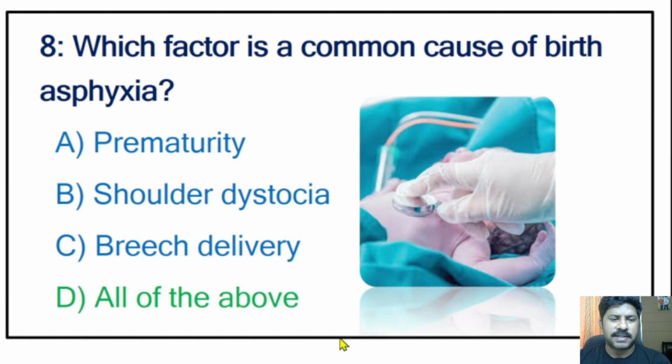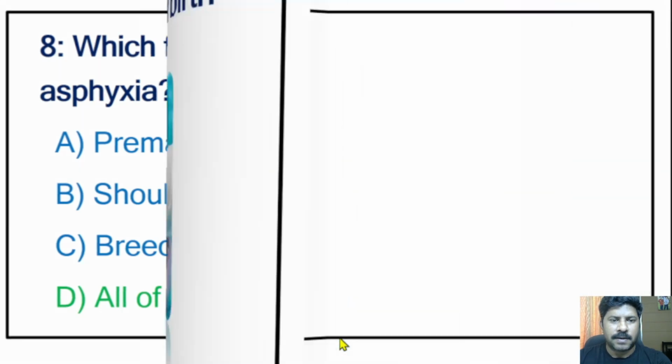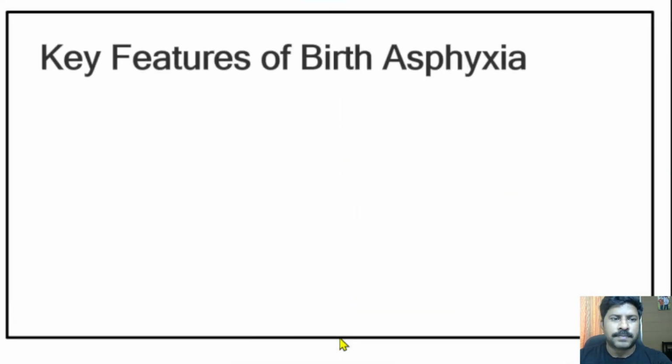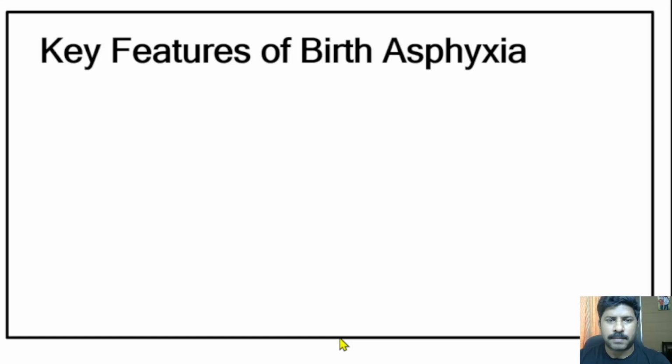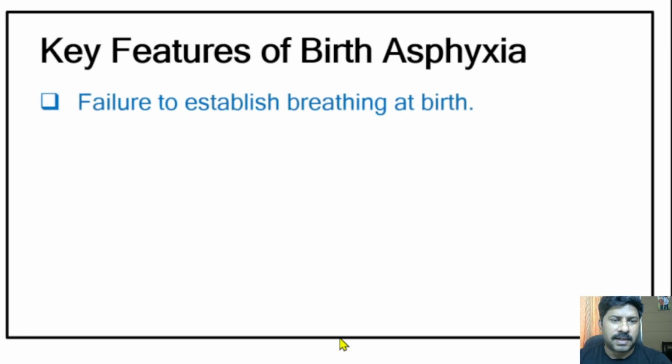So here the correct answer is all of the above. All the above are factors for common cause of birth asphyxia. What is birth asphyxia? So I will explain some key features of birth asphyxia. Birth asphyxia is the failure to establish breathing at the time of birth.